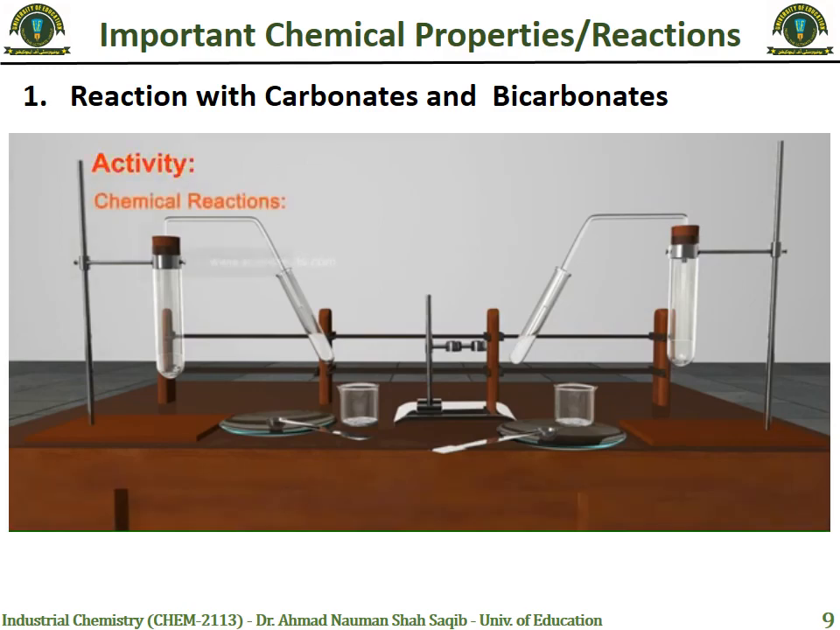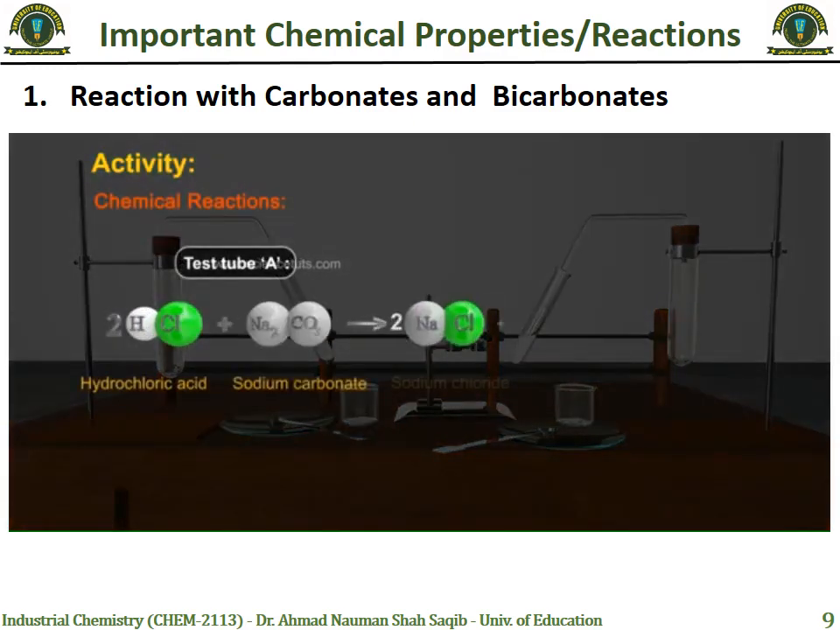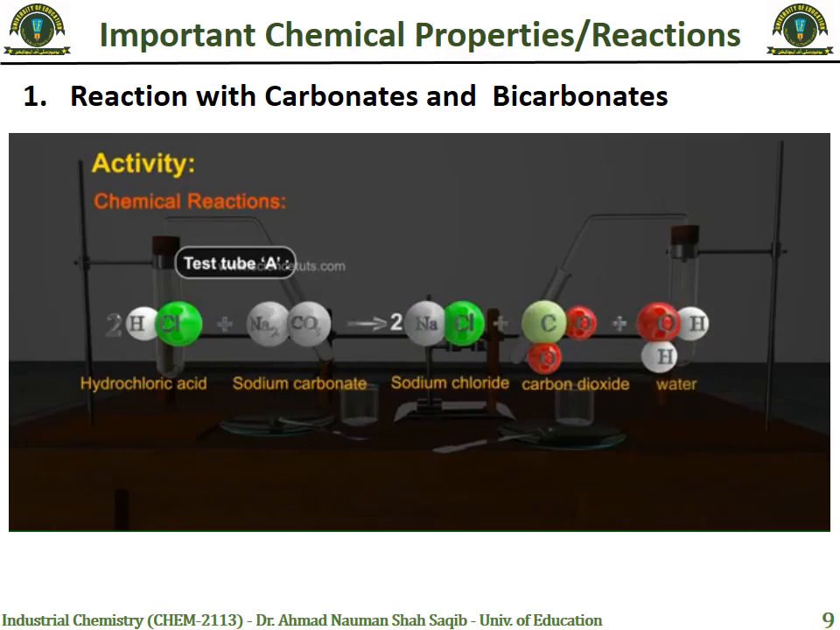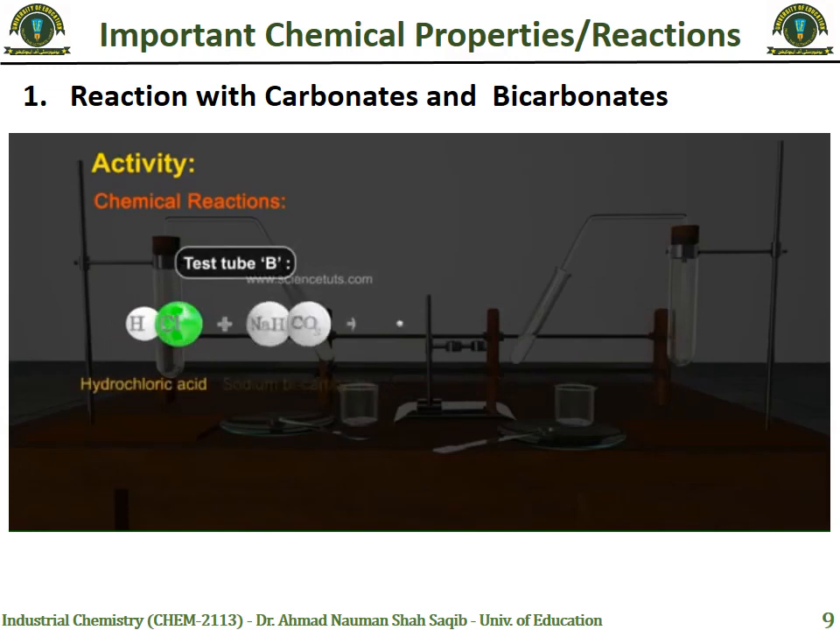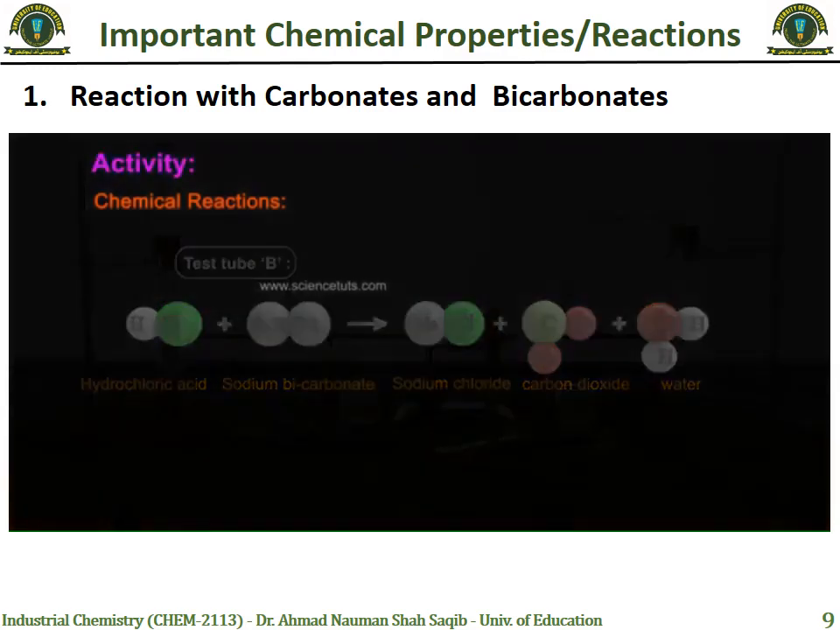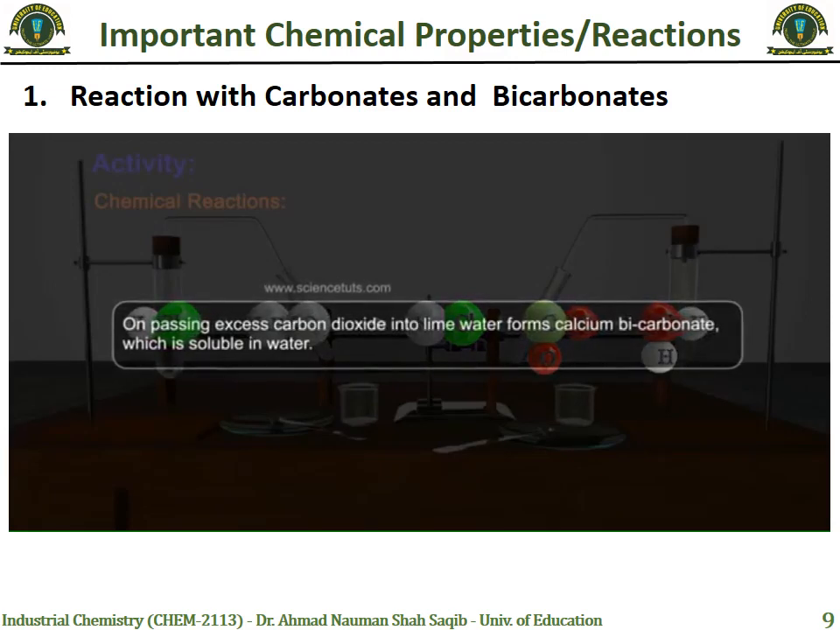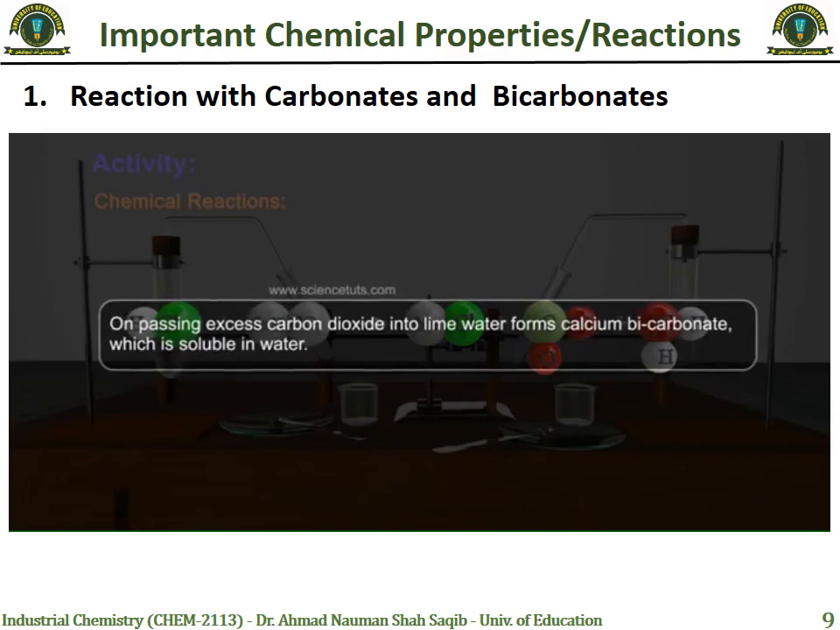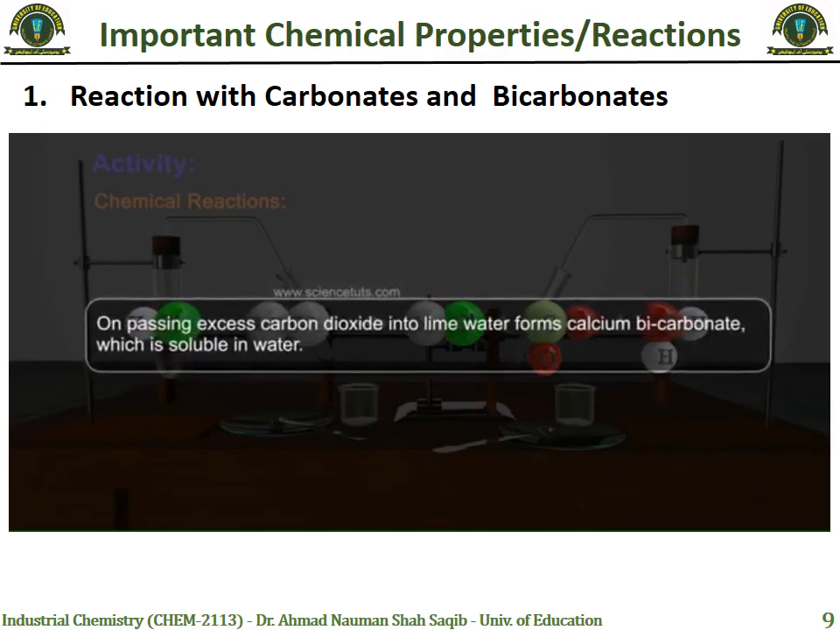Chemical reactions. Test tube A: sodium carbonate reacts with hydrochloric acid to give sodium chloride, water, and carbon dioxide. 2HCl plus Na2CO3 gives 2NaCl plus CO2 plus H2O. Test tube B: sodium bicarbonate reacts with hydrochloric acid to give sodium chloride, water and carbon dioxide. On passing excess carbon dioxide into lime water, it forms calcium bicarbonate, which is soluble in water.